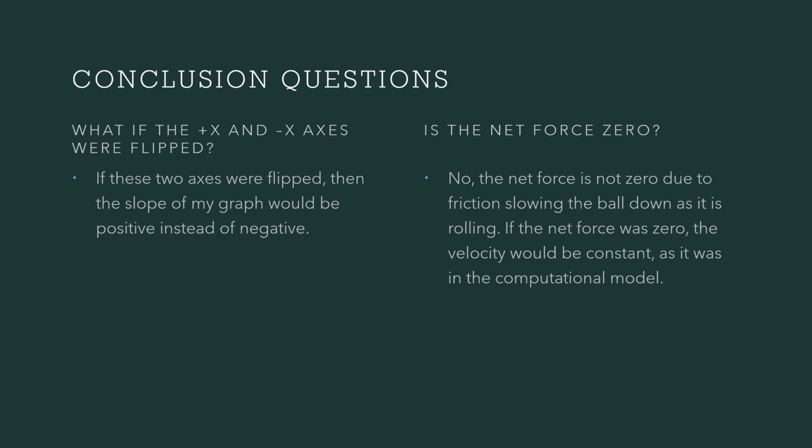The net force is not zero due to friction slowing down the ball as it is rolling. If the net force was zero, the velocity would be constant the whole time as it is in the computational model, but friction and other forces, like I described in the last slide, would slow the ball down and make it not have a constant velocity.